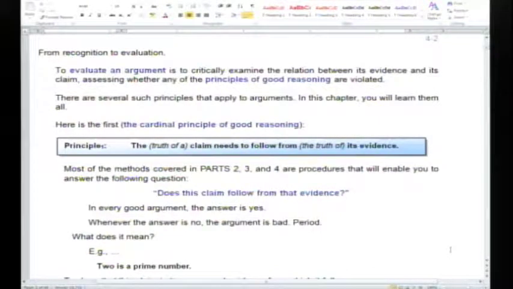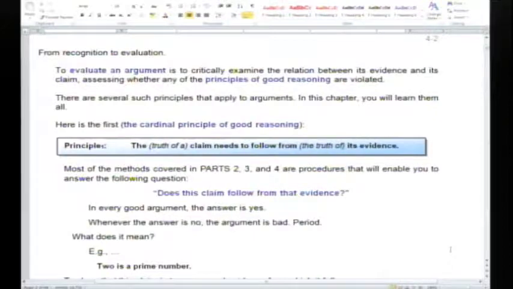Well, in the case of deductive arguments, the truth of the claim, or the conclusion, follows from the truth of the premises, or the evidence, if and only if, just in case the argument's valid. And to be valid means simply that it's impossible for the premises to be true and for the claim to be false. That's what a valid argument is. In fact, that's all you know about a valid argument if all you know is that it's valid.